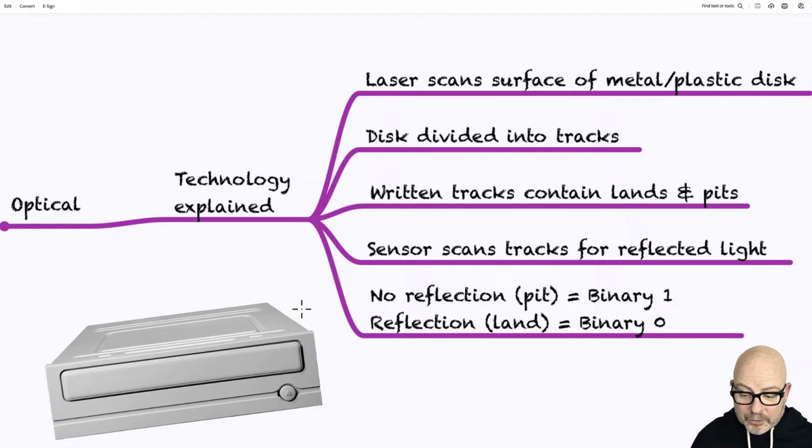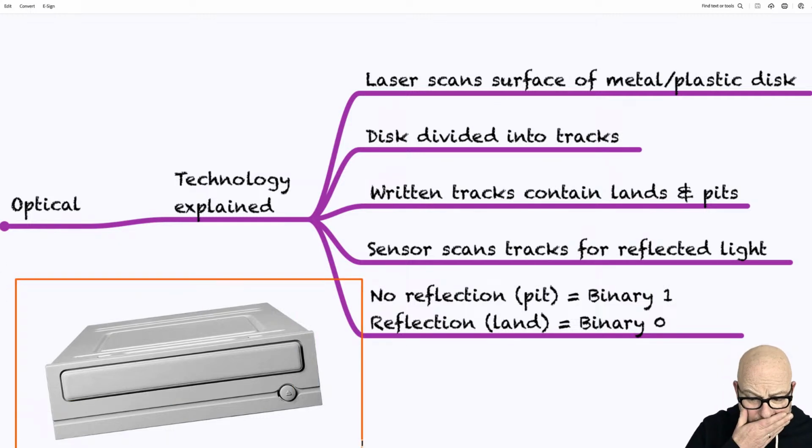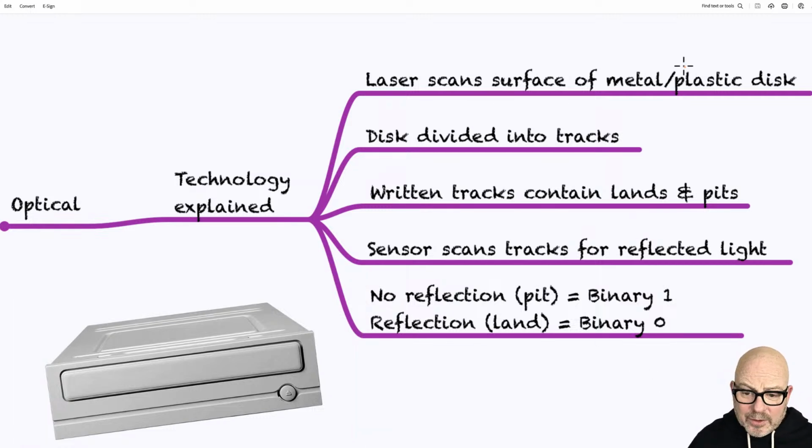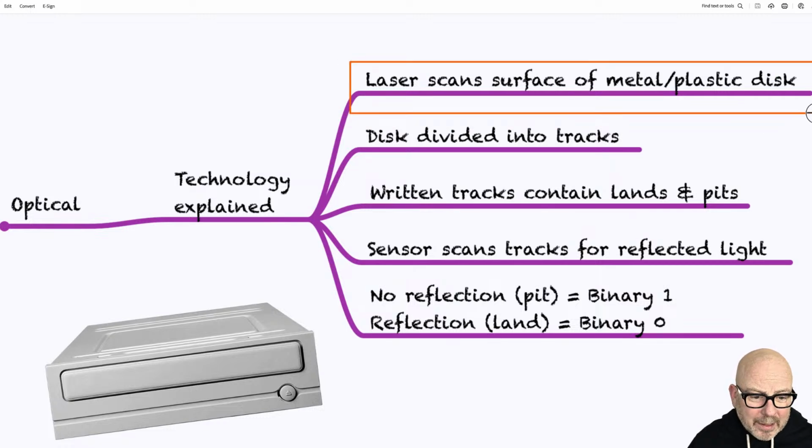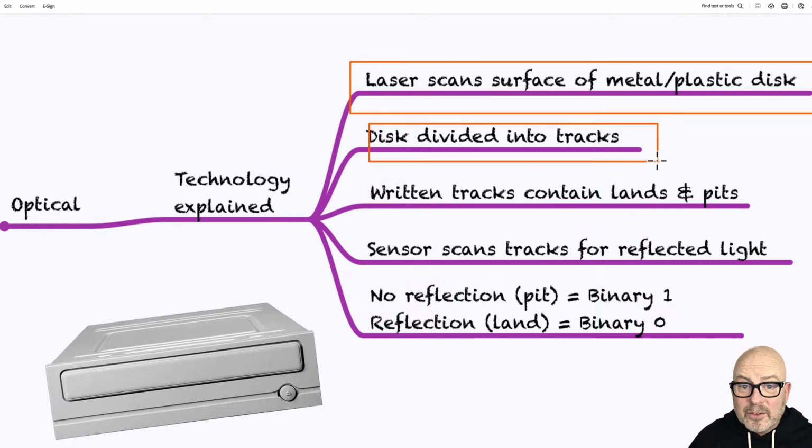Then we've got optical. So here's an optical disk drive down there. This one could be used to write CDs and to read CDs, DVDs, etc. Okay, and the way it works is this. You don't need to know this, but a laser scans the surface of the disk. It's in tracks and sectors, just like magnetic.